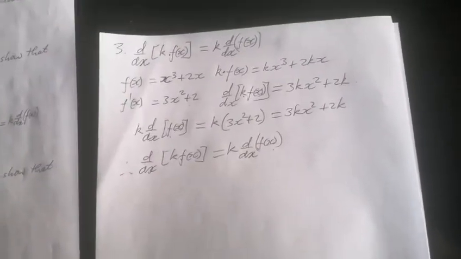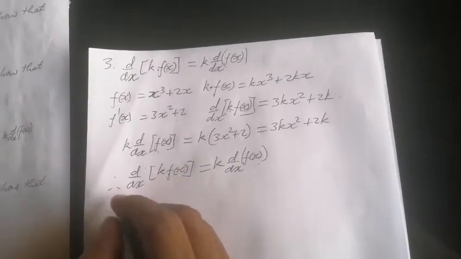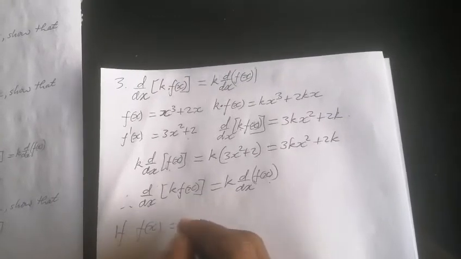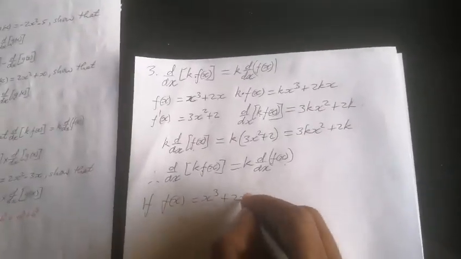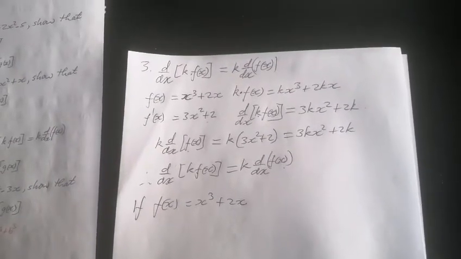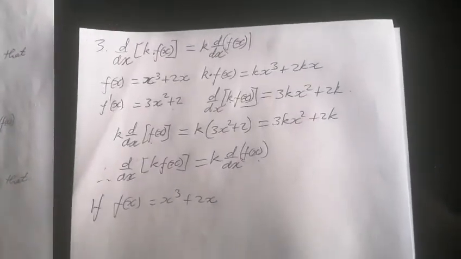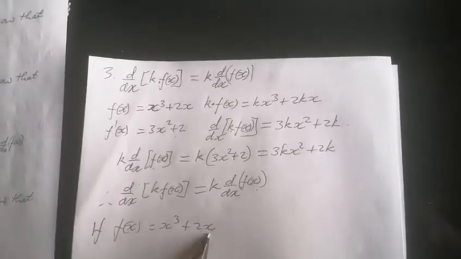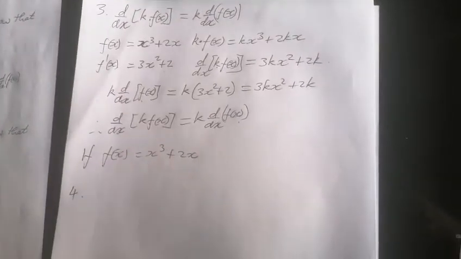Now, number 4, okay, we have to do an example for this one. If f of x is equal to x cubed plus 2x, it's the same as above, I can see that. So we want to show that this is very true. That's what we have done, isn't it? Yes, so I can't repeat that. Let me go on to number 4.